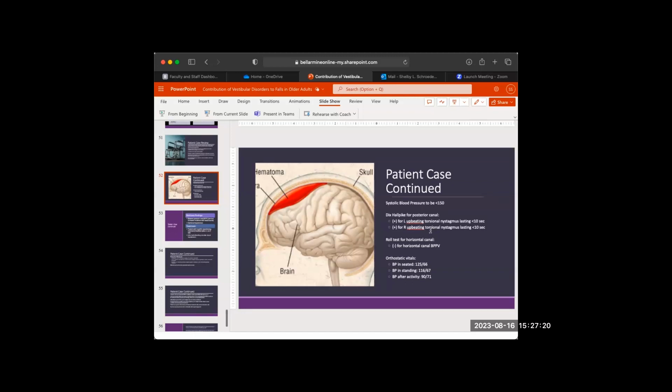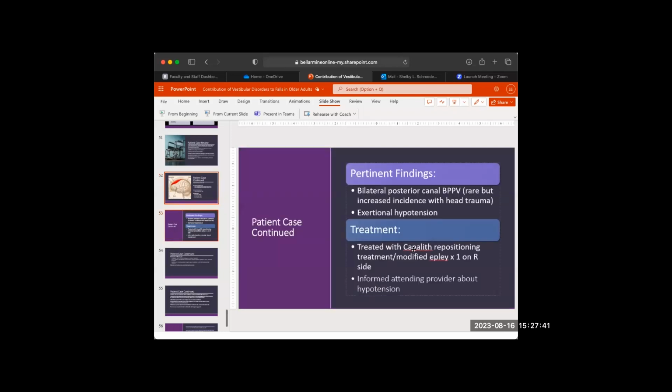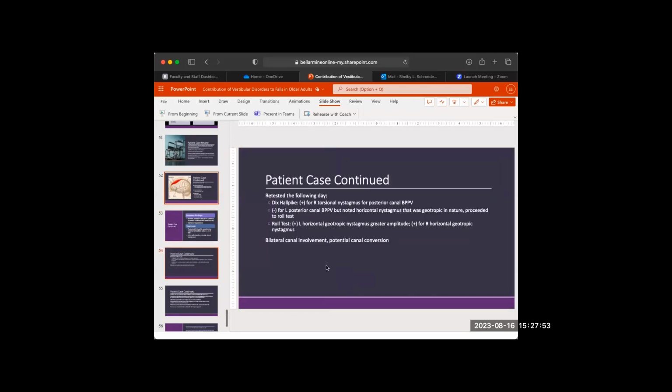We did the Dix-Hallpike test that I demonstrated earlier, and she actually had a positive test on both sides, which is rare, but more common in people with head trauma. Her roll test for the horizontal canal was negative. She did have orthostatic hypotension, so she had some layered issues going on. So I informed the medical team about that. So here are the pertinent findings. She was treated for the hypotension because I think it was contributing to her dizziness with walking.